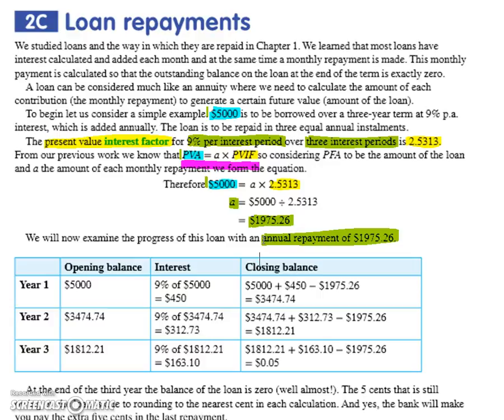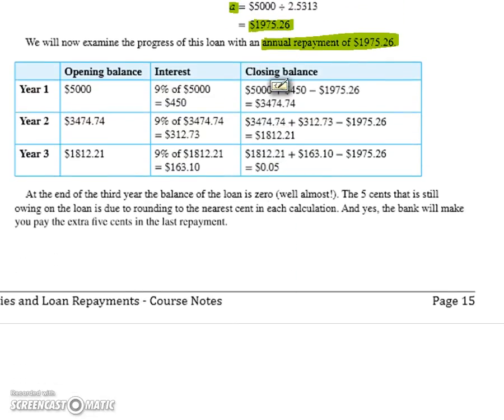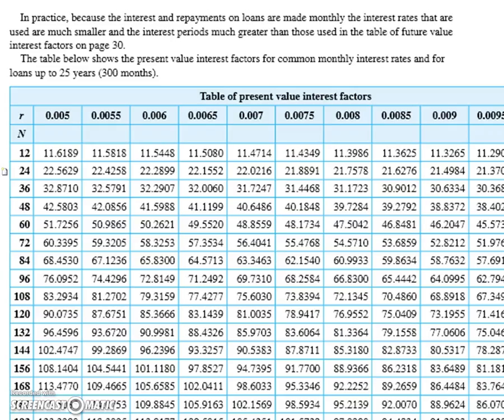Now, they're having a look at the progress of the loan. When they do that, you'll notice that the balance comes down to basically 0. The 5 cents is still owing on the loan. Yes, the bank will make you pay the extra 5 cents. Oh my God, yes, and they'll charge you interest on it too. Banks are not our friends, don't forget that. All right, so that's an example of how it works. This table is showing you that it works, okay? So 9% of $5,000 is $450. They're adding the interest on, minusing the repayment, adding the interest on, minusing the repayment, and so forth. So we're going to go to the first worked example for it.